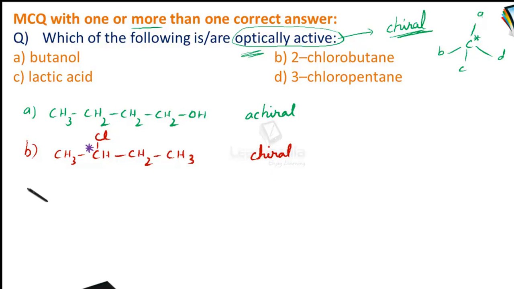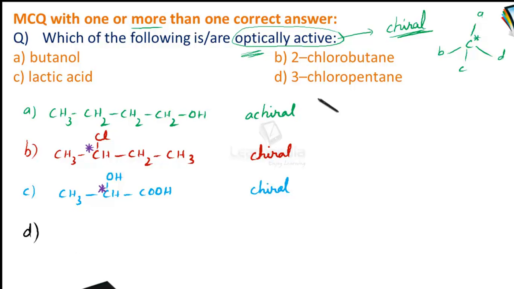Then let us write the structure of option C, that is lactic acid. And it is like this: CH3, CH, OH, COOH. Even though it's not very common in our day-to-day equations of organic chemistry, it's compulsory to memorize the structure of lactic acid, especially to work out some objectives based on optical isomerism. And see here, again this carbon is a chiral carbon because it is attached to 4 different groups. One is methyl, one is OH, this is COOH, and this is hydrogen. So definitely this is also chiral.